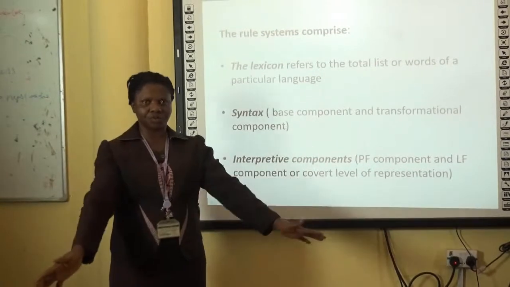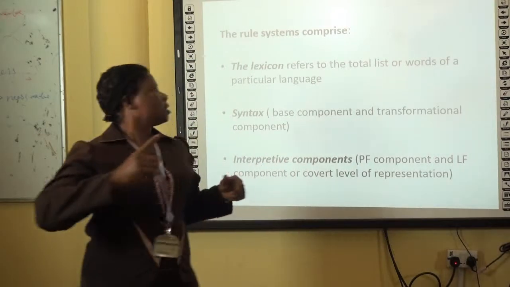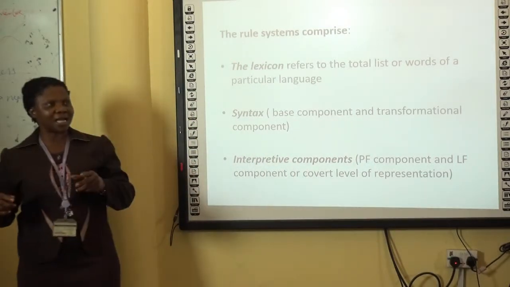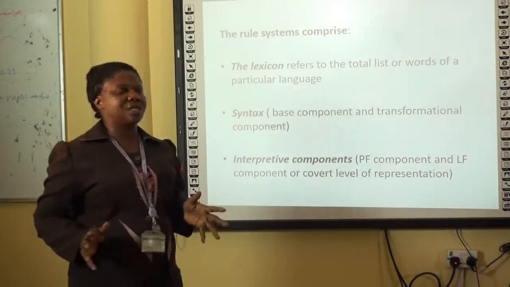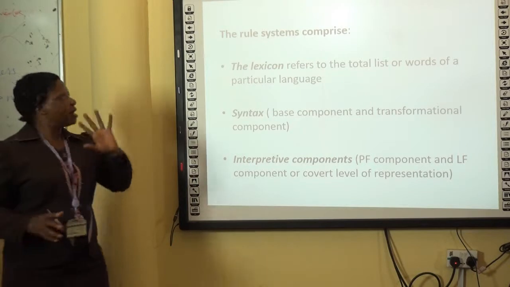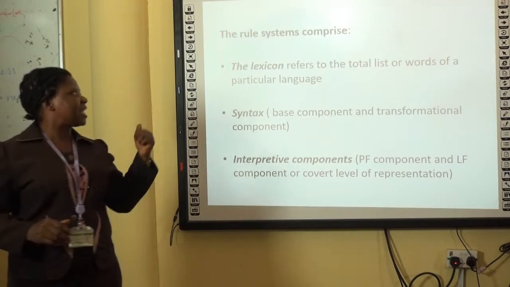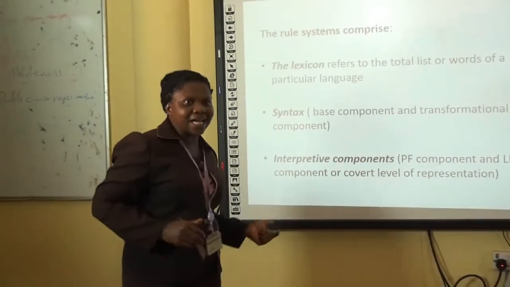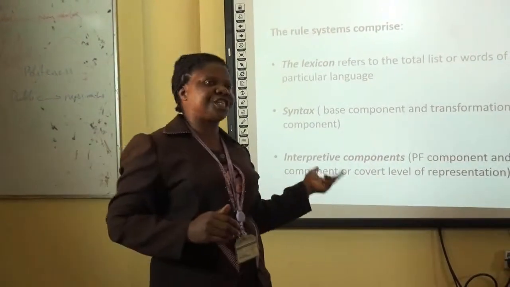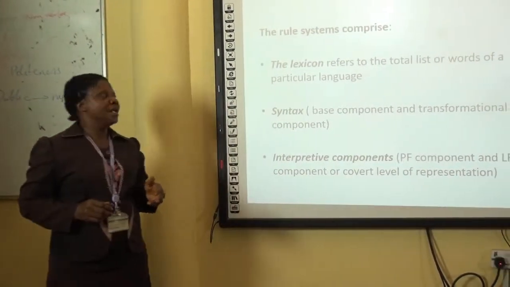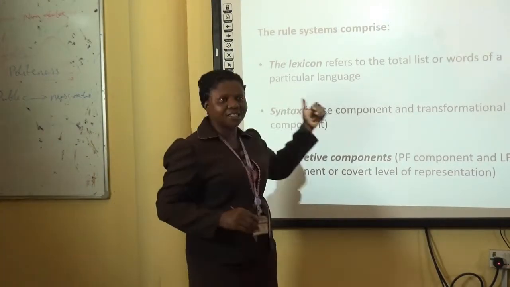Now we talk about two. One is the rule systems, and the second is the systems of principles. On the rule systems, we have three categories. The first one is the lexicon. The second is the grammar, the syntax. And the third is the interpretative components. Now we have to briefly discuss this. The first is the lexicon.